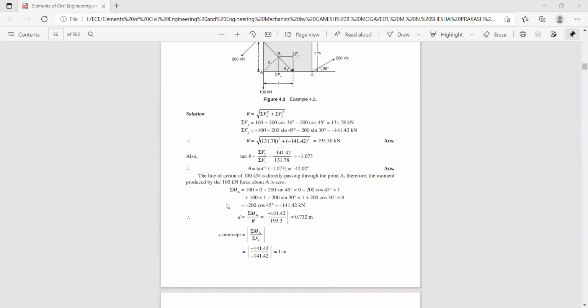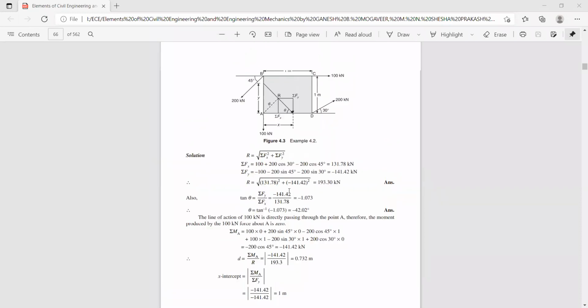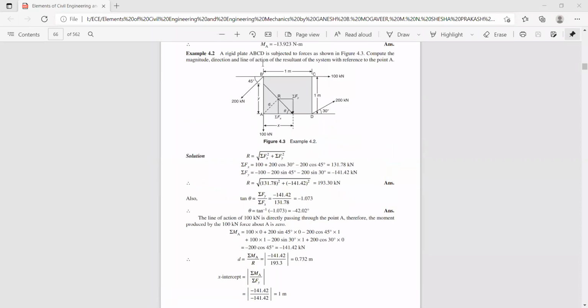Now let us check whether he has considered the moments correctly. Now sigma MA. Again 100 into 0 because this is in line with point A. And here 200 sine 45, that is the vertical component of this force, is also acting along line AB, hence it is also 0. So 200 sine 45 into 0, minus 200 cos 45 into 1. Next 100, this is 100 into 1, you can see, plus 100 into 1.